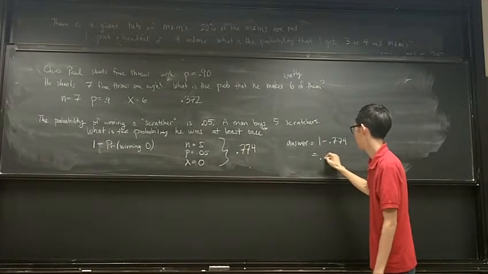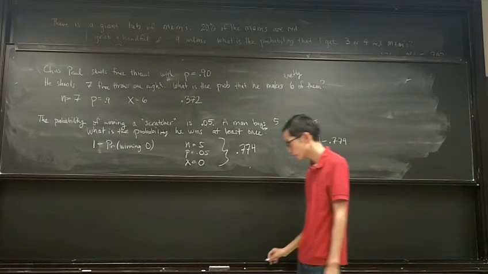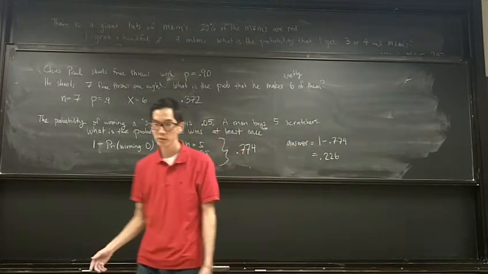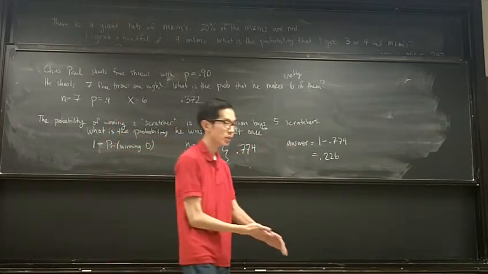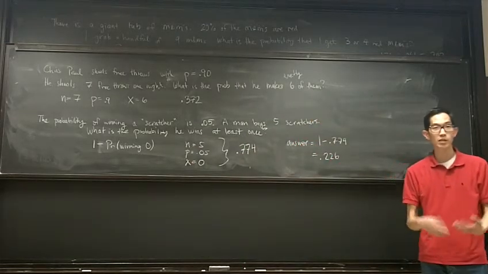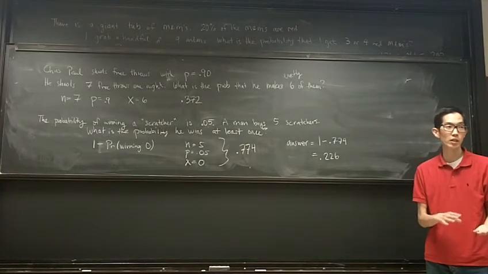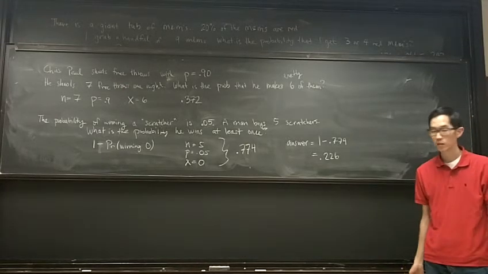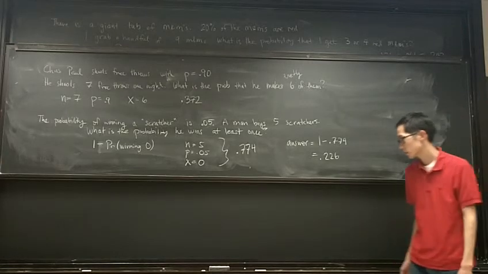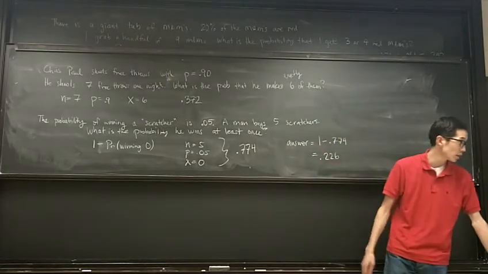So the answer is 0.226. Why is x 0? Because that's the complement of winning at least once. So always think about this: what does it mean to have at least one of something? It's the opposite of having none. So at least one is always going to be the complement of having none.